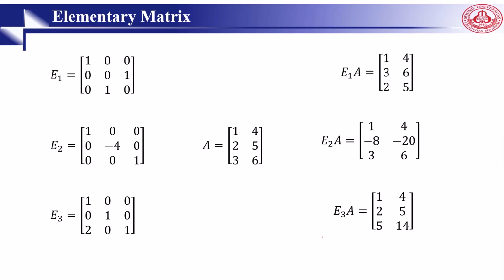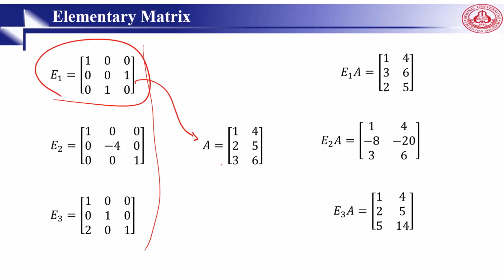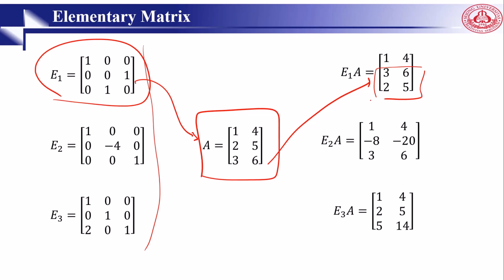Our goal is to find an elementary matrix. We have already found these matrices. Here we go, we have E1. If you multiply E1 by A, it will give you this one. What is this? A changing of rows.